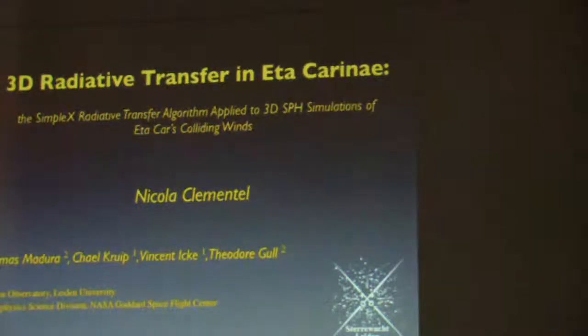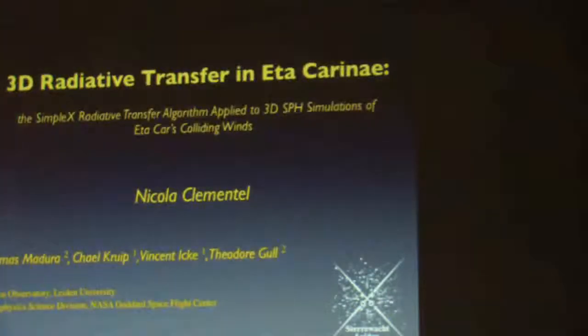Clementel. I'm currently in the last stage of my PhD at the University, under the supervision of my advisor. And these are my collaborators, especially Thomas Nadua at the NASA Goddard Space Flight Center. So, as the title says, I'm working on hydro and radiative transport simulations of Eta Carinae.